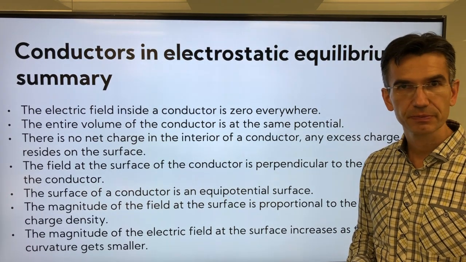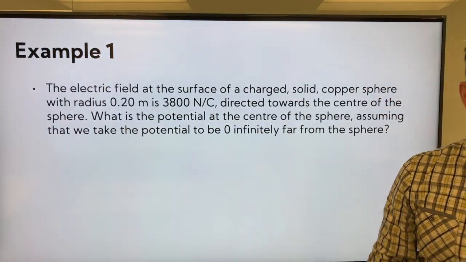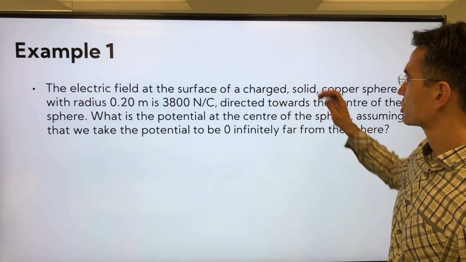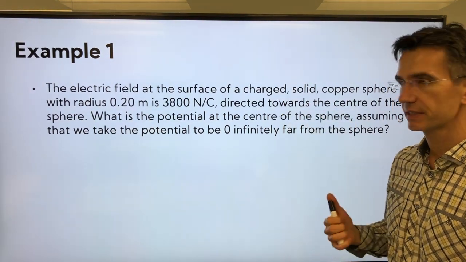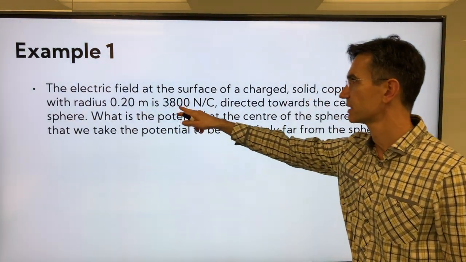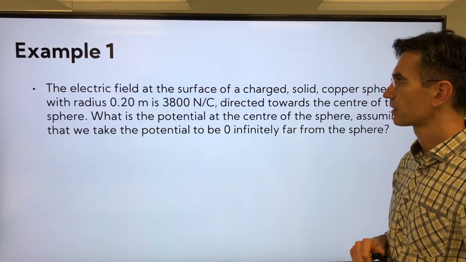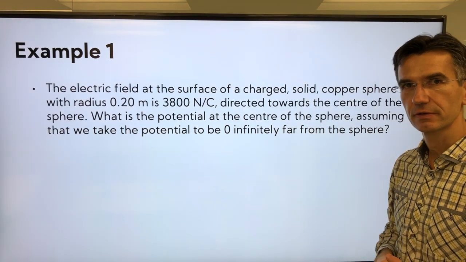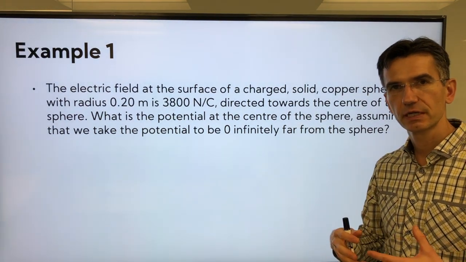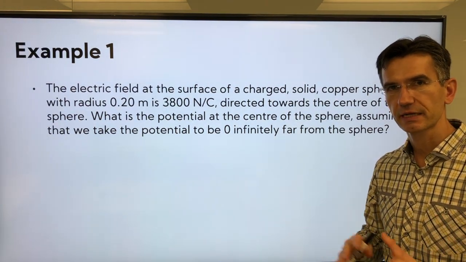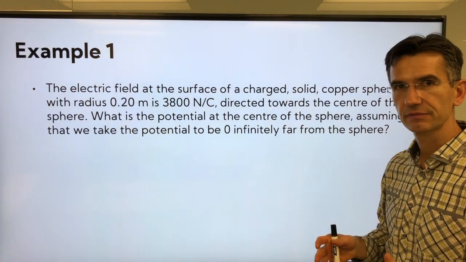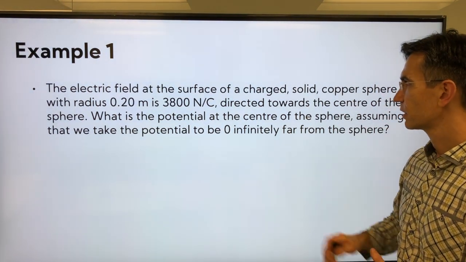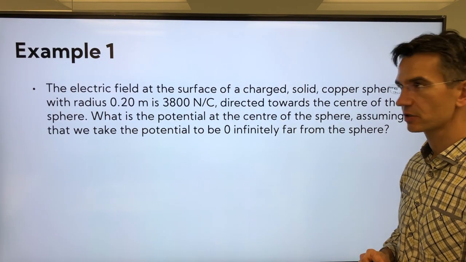So let's consider a simple example now. We have a charged solid metal sphere, so a conducting sphere. We have the radius and we have the electric field at the surface, 3,800 newtons per coulomb, and we are told it's actually pointed toward the center of the sphere. So if the electric field is pointing inwards, then the charge on the surface must be negative. So this is a negatively charged conducting sphere. The question is, what is the potential at the center of the sphere?